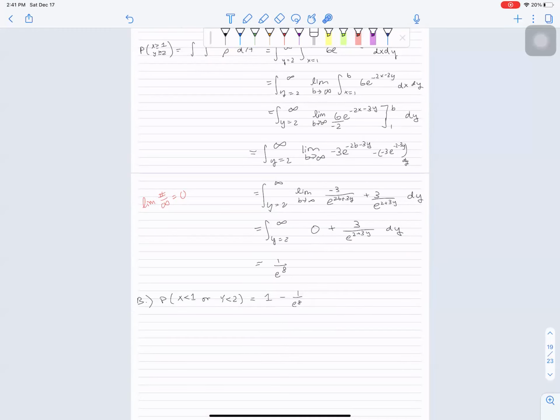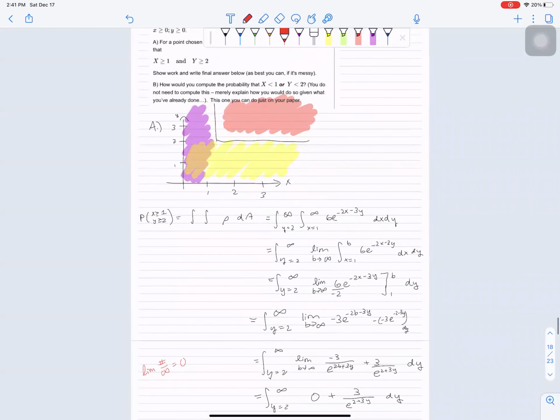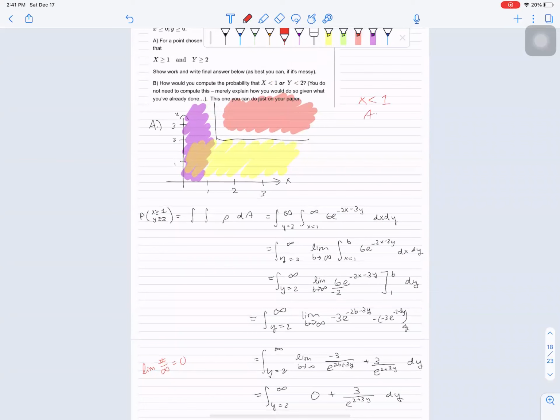What if the problem asks for x less than 1 and y less than 2 instead of or? If they said they wanted x less than 1 and y less than 2, then the only region where that happens is this intersecting region.